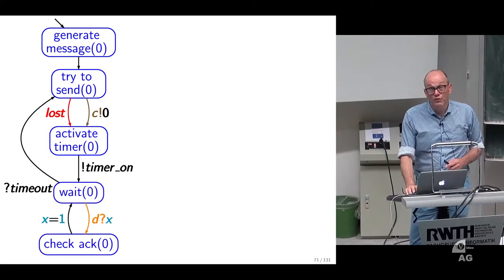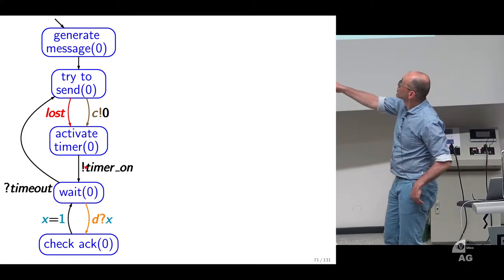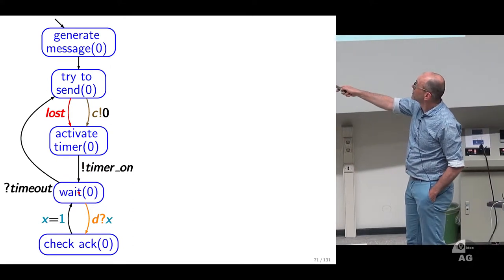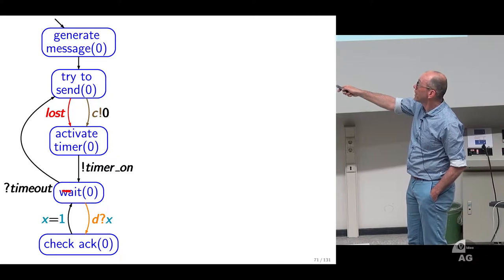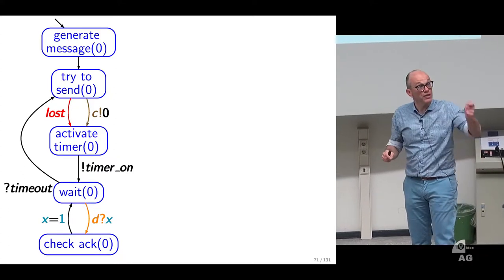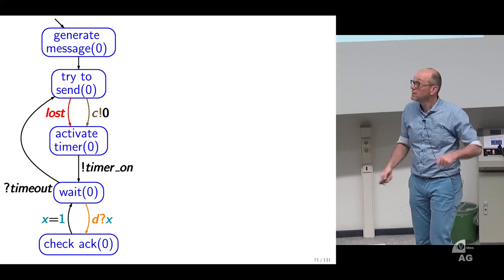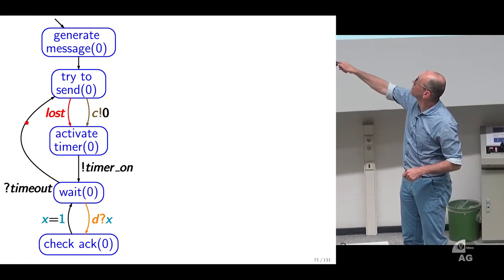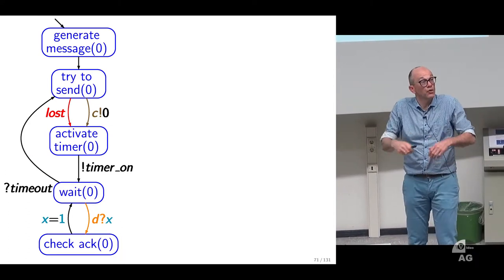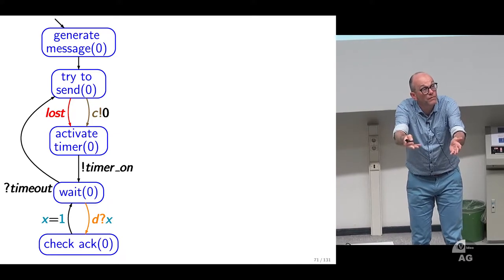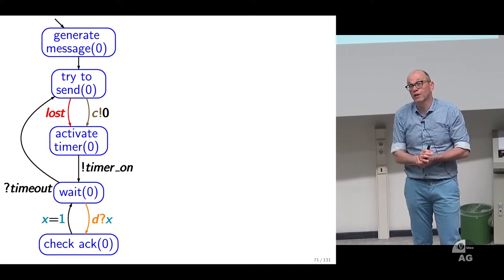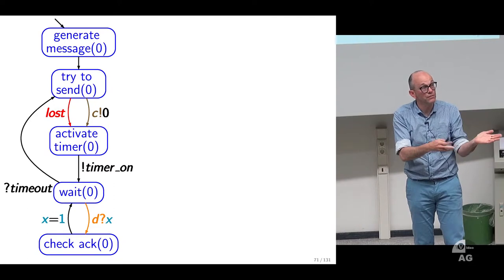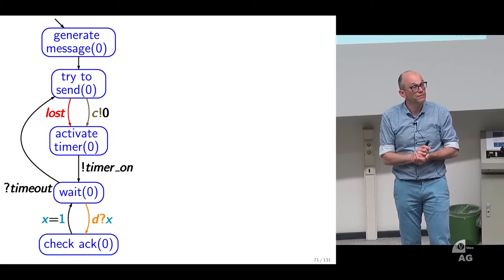Good. Now I turn on the timer. I switch on the timer. I wait. There are two possibilities. Either the timeout occurs. Remember, this timer can spontaneously give a timeout. This corresponds to this edge over here. What am I going to do then? Then I'm going to do a retransmission. The retransmission is treated like the original transmission. Either it's lost or it is put into the channel.